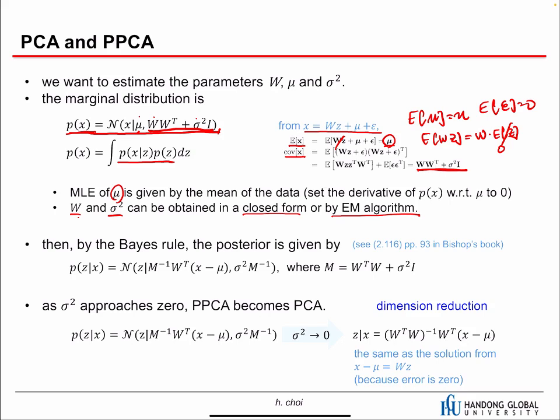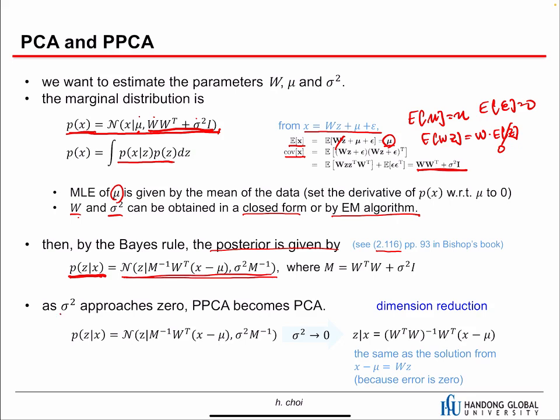Then by the Bayes rule, the posterior is actually a mapping from x to z, and the posterior can be obtained by this. This is a little tricky, so see equation 2.1.16 in page 19.3 in Bishop's book, then you can simply get these equations. We already have P of x and P of x given z. Now by the Bayes rule, we can get this one.